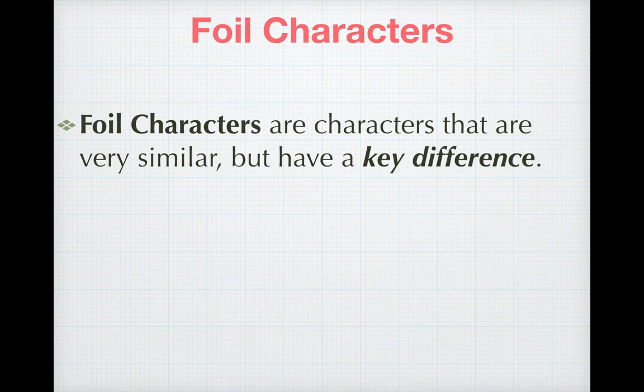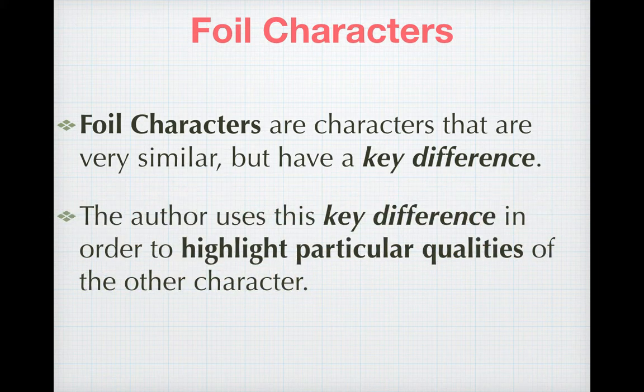First thing I want to do today, I want you to copy down this definition. You can copy it down on the piece of paper that you do the bell work on. But I want to talk to you about foil characters. So foil characters are two characters that are very similar, but they have one very key difference. Go ahead and copy down that definition, and I'm going to give an example. Now, these characters are very, very similar. And because they are so similar, what sticks out the most is that key difference.